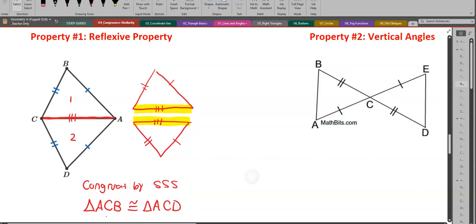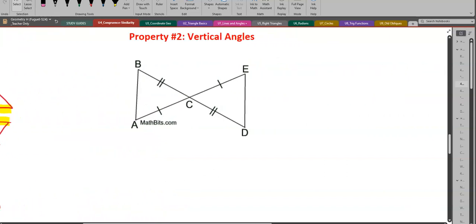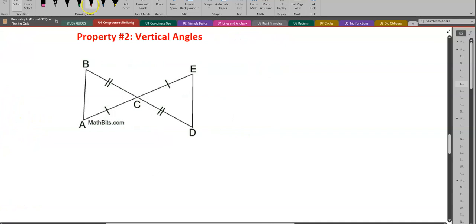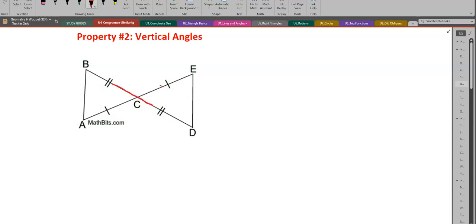Now there's one other property that we're going to need to use as well, and hopefully you are familiar with this one, because this is called vertical angles. As we know, if we have two lines that intersect one another, as we do in this drawing, the non-adjacent angles, namely angle BCA and angle ECD, are going to be congruent to one another. And so this is going to create that third missing piece that we need. So this is also going to be congruent.